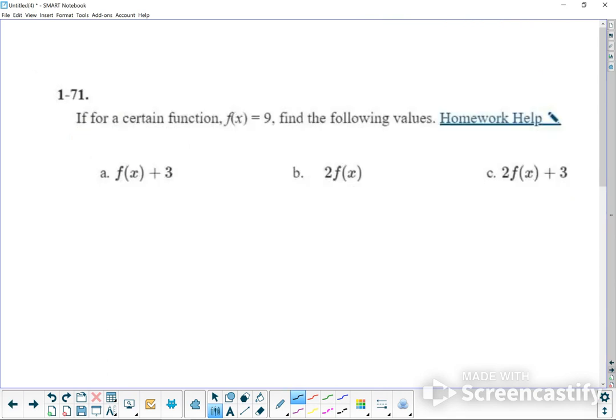All right, 71. If for a certain function f of x equals 9, find the following values. It's saying, what is this equal to if the whole thing, f of x, you can replace it with 9. So instead of f of x, we're going to put 9. So f of x plus 3 is the same as 9 plus 3.